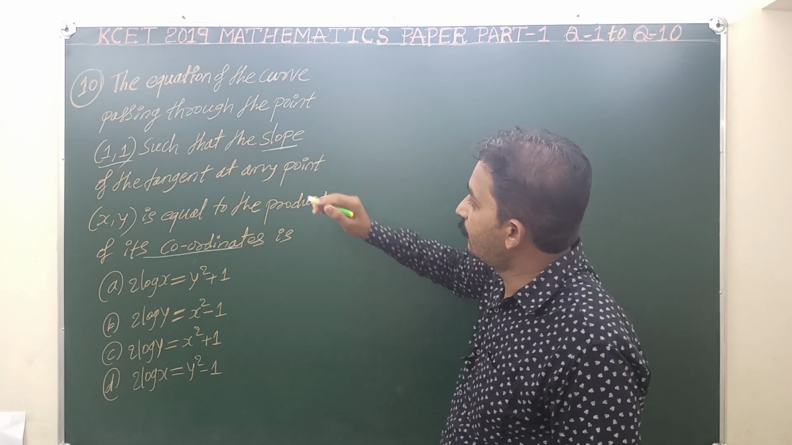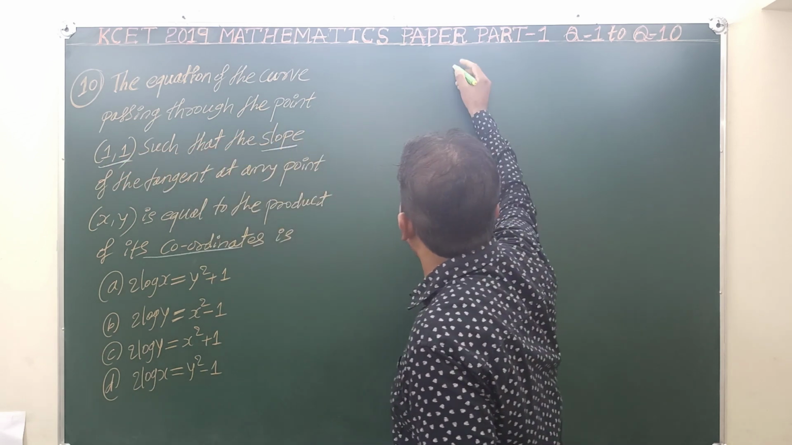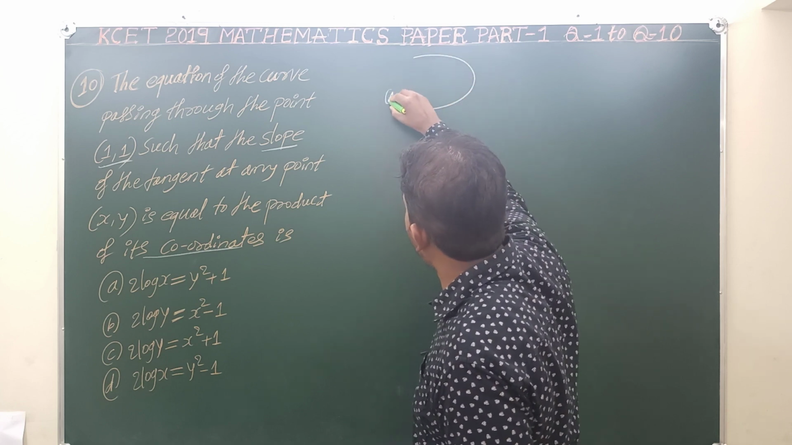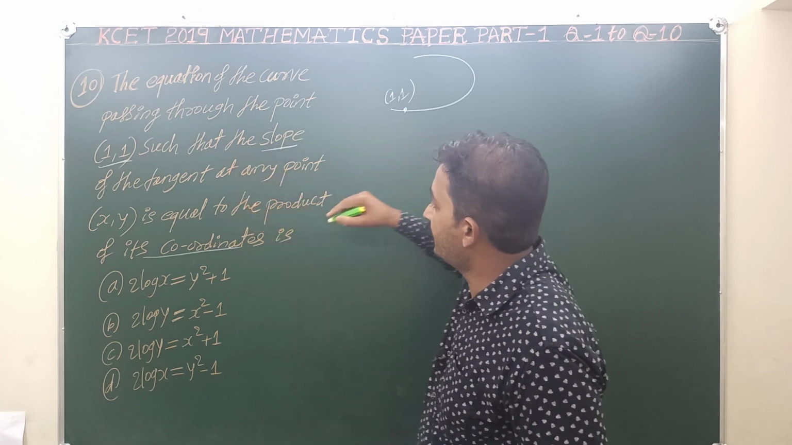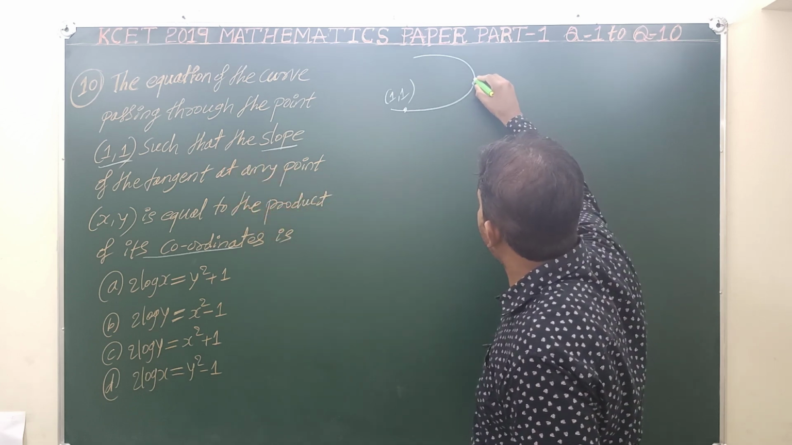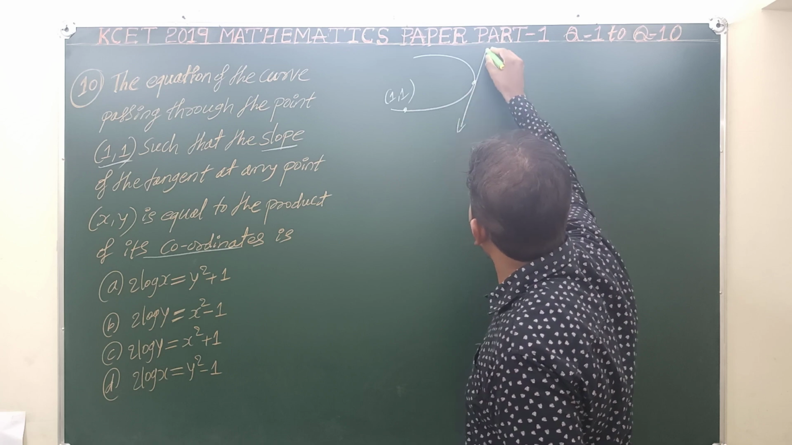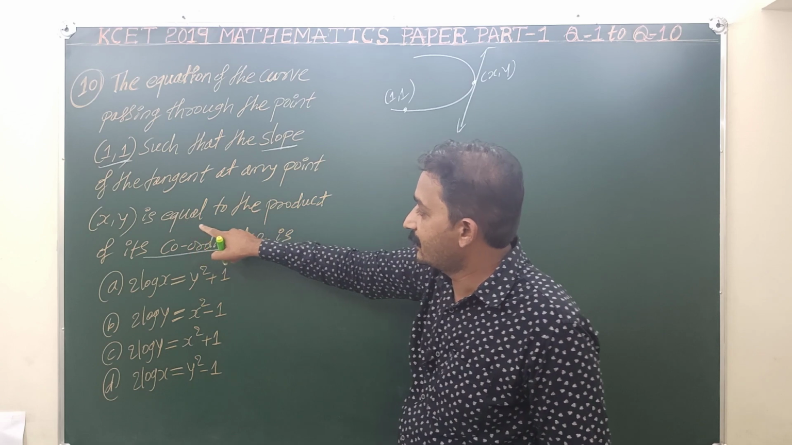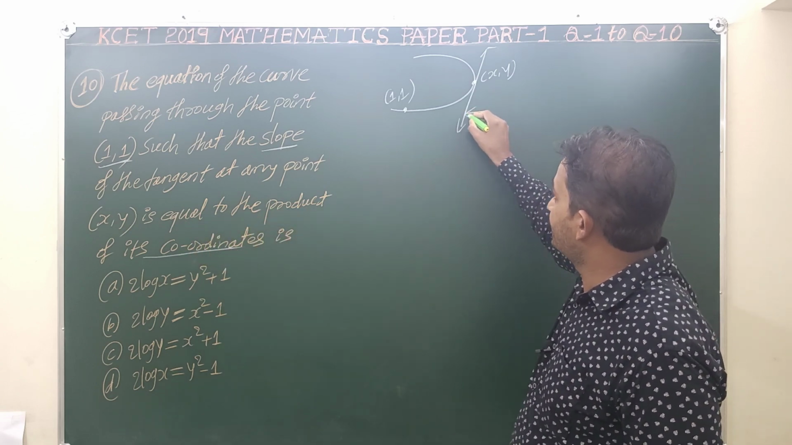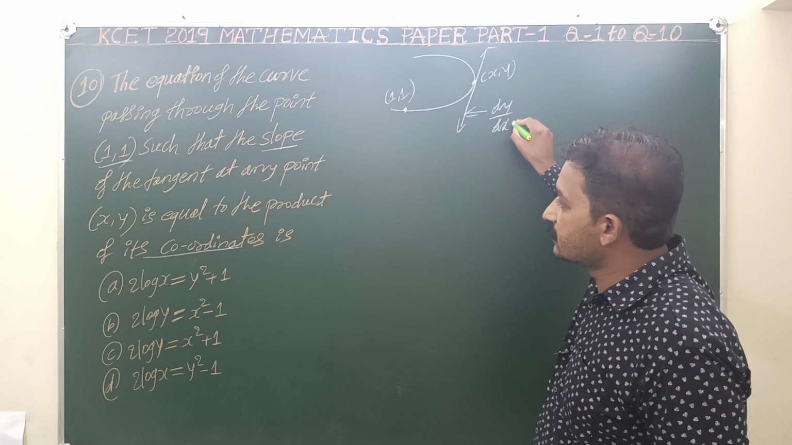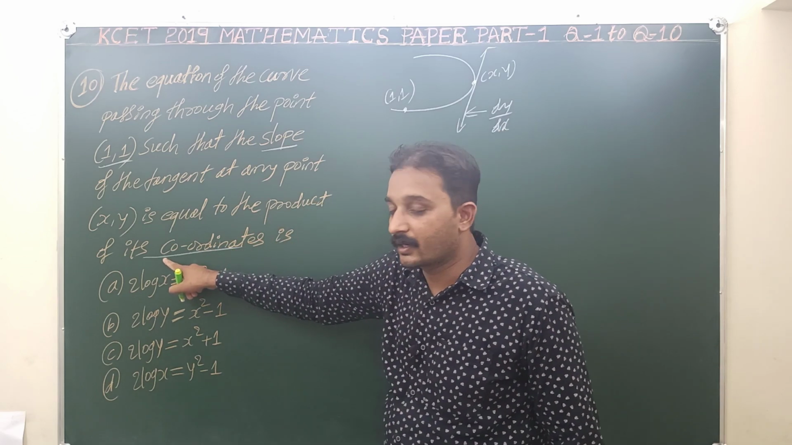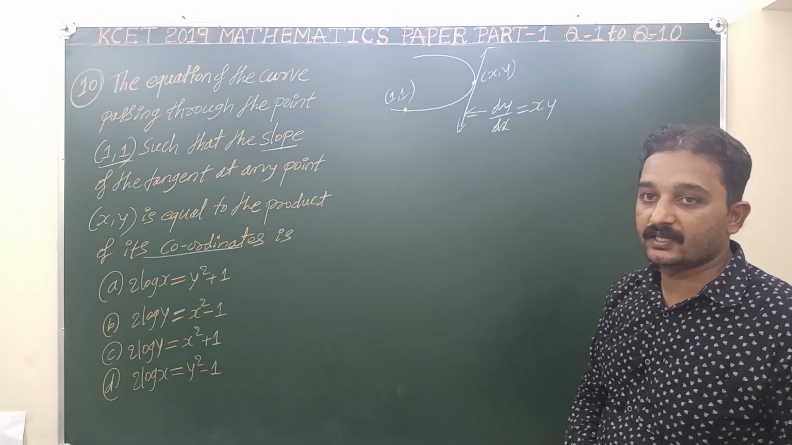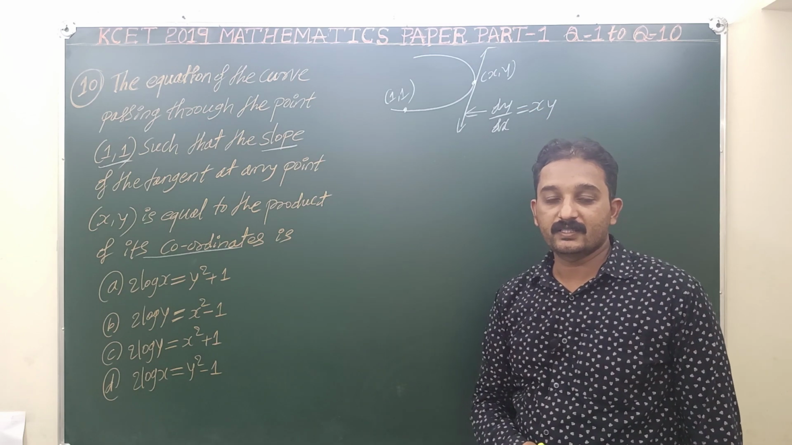The equation of the curve passing through the point 1, 1. So draw the rough figure of this question. The curve is there. This curve passes through the point 1, 1 such that the slope of the tangent at any point x, y, according to the question, dy by dx is equal to the product of its coordinates, means x into y. This is the differential equation given. So find the solution of this differential equation.